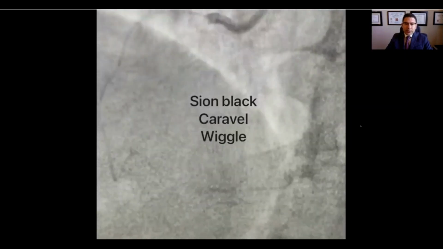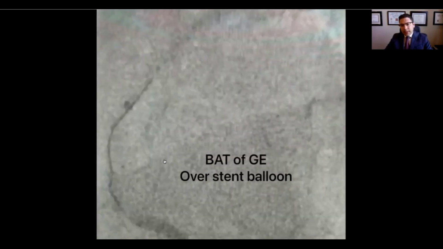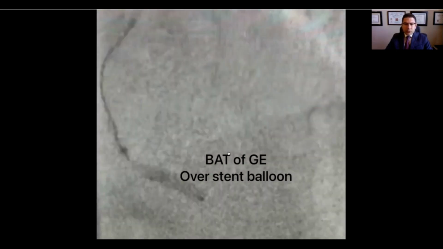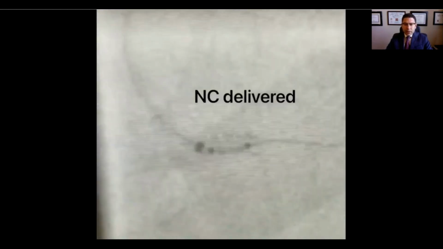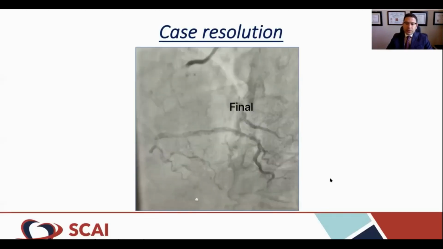Going back to the case, the way I resolved it is I exchanged the Cyan black through a Caravel to a Wiggle wire, then buddy wired it with a Cyan blue, then inchwormed the guide extension all the way down. We used balloon-assisted tracking to get the non-compliant balloon into the stent, and then finally ended up successful.